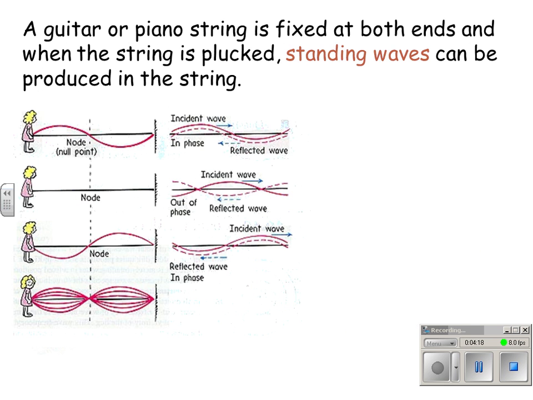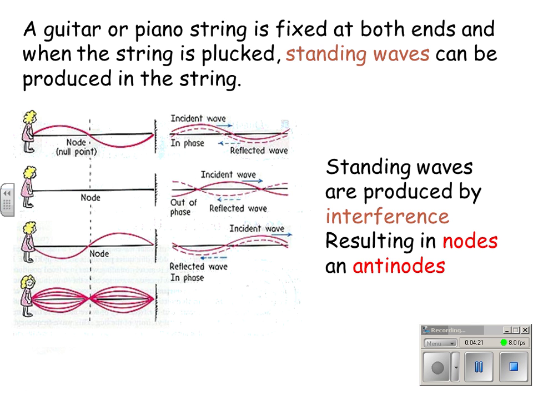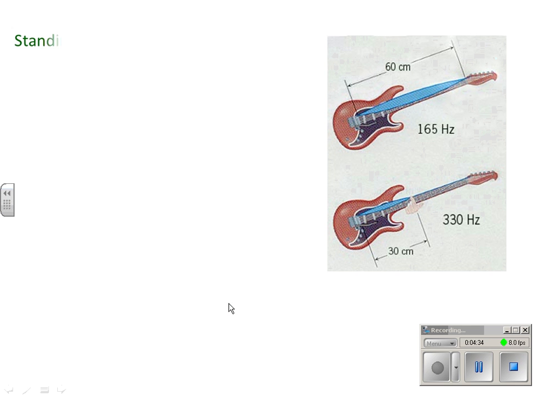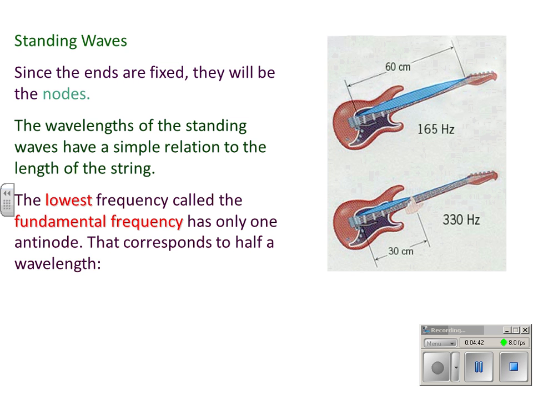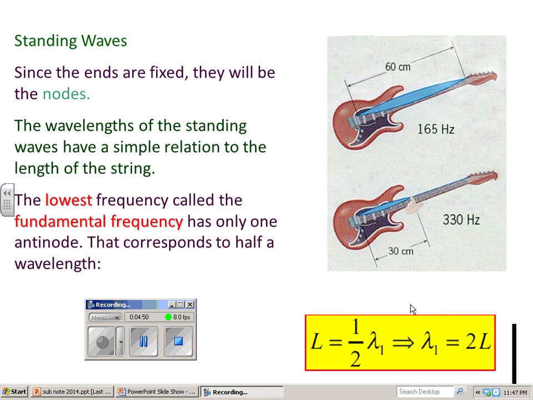Okay. So again, standing waves are created by interference, and they result in nodes and antinodes. These would be our nodes, or these null points, and these would be our antinodes, where the maximum amplitude occurs. In standing waves, the ends are fixed, so they will be the nodes. The wavelengths have a simple relationship to the length of the string. The lowest, or the fundamental frequency, only has one antinode, so that's really only half of a wavelength. So we could say that L equals 1/2 of a wavelength, or we could say that wavelength equals 2L.